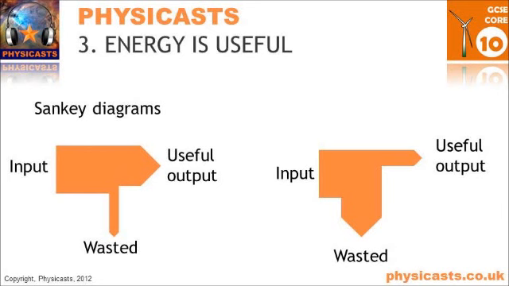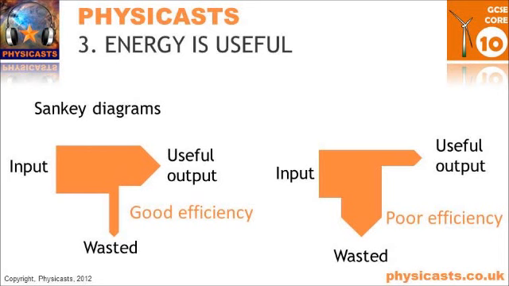On the right hand side, there are two arrows, one pointing to the right, one pointing downward. The arrow pointing to the right is our useful output energy. The arrow pointing down is the wasted energy. In a light bulb, the wasted energy is thermal energy. By looking at the width of the arrows, you can tell exactly how much energy is wasted and used. So in the diagram on the left hand side, we have a very wide useful arrow and a very narrow wasted arrow. So this particular device is very efficient at turning the input energy into useful energy.